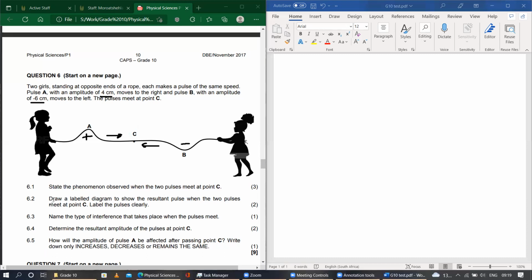So 6.1, they say state what phenomenon is observed. State the phenomenon observed when the two pulses meet at point C. Since they just want you to state it, you already said it, it's going to be destructive interference, at the superposition at C. Now they want you to draw a labelled diagram to show the resultant pulse when the pulses meet at C.